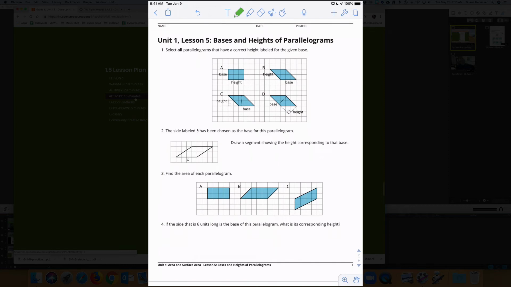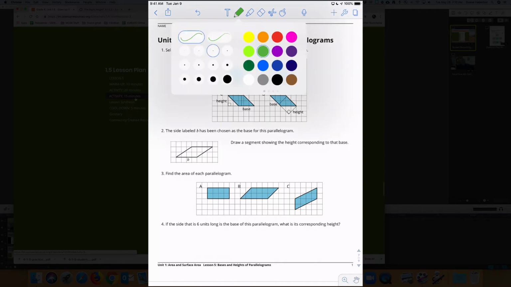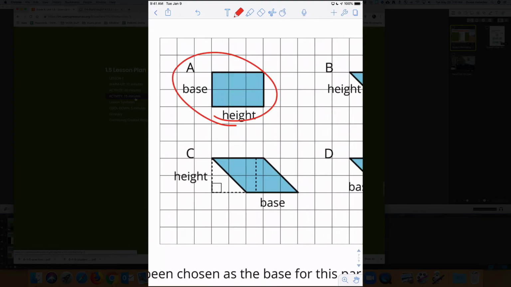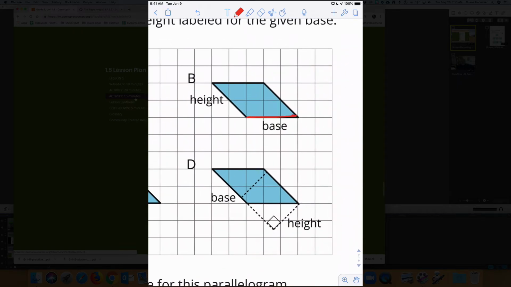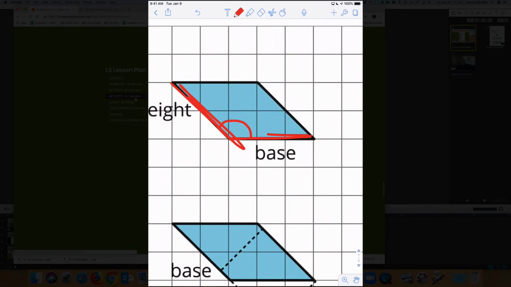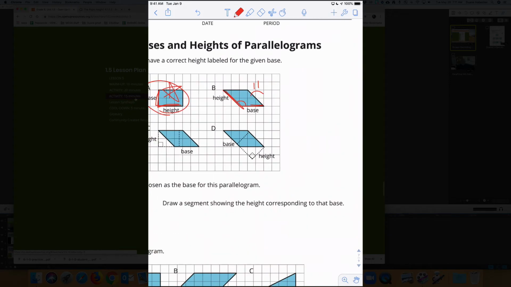So it says select all parallelograms that have a correct height and labeled for the given base. All right, so we've got a parallel height and base. We're good. So that's a star. We have a base and a height that are not, oh, did I say parallel? I meant perpendicular. That are not perpendicular, so this is a frowny face.